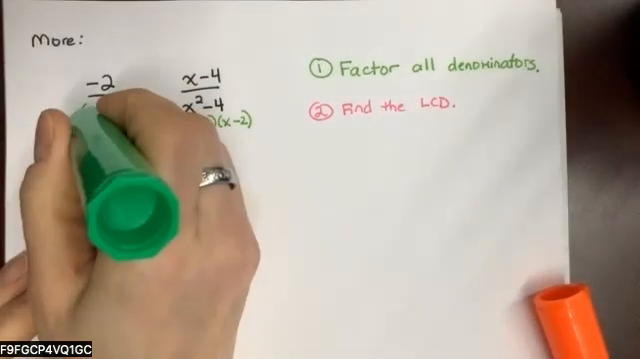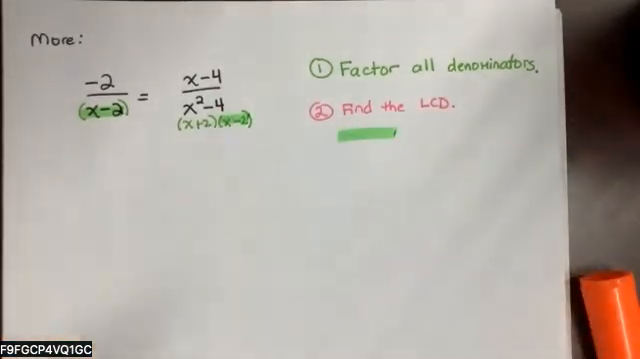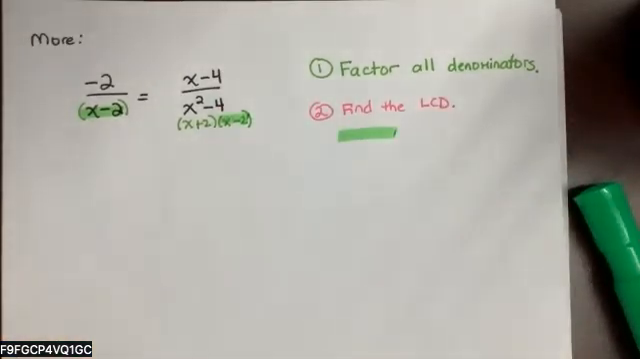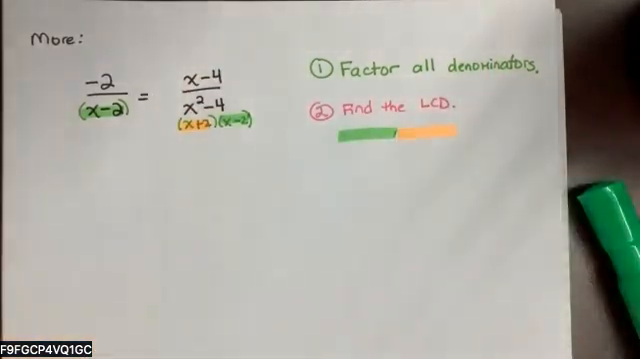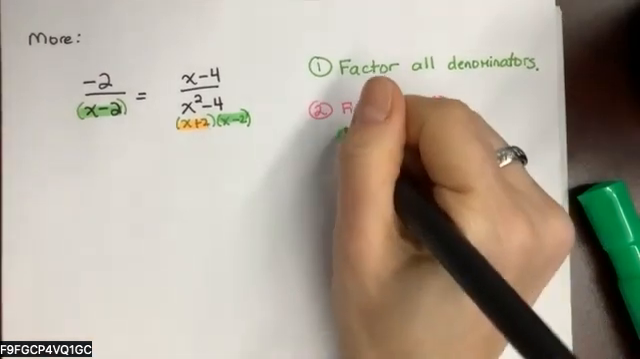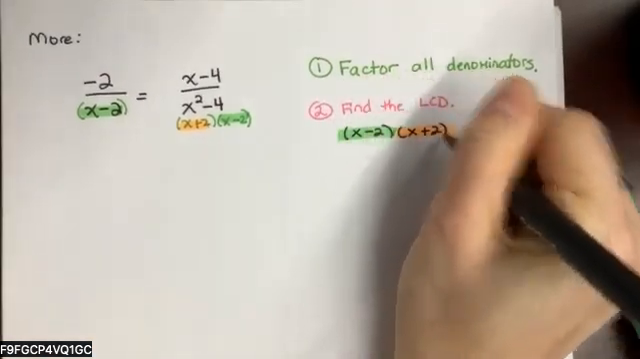So I see I have an x minus 2 here. I also see it there. And then I see we have an x plus 2 here. So if I look at my LCD, it's x minus 2, x plus 2.